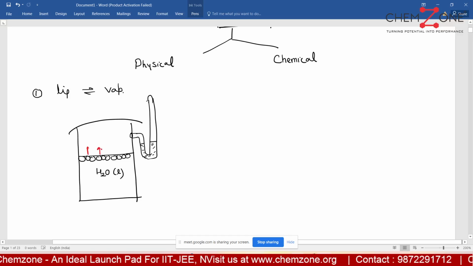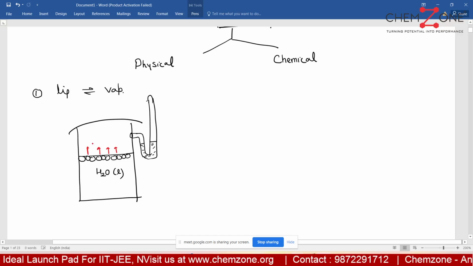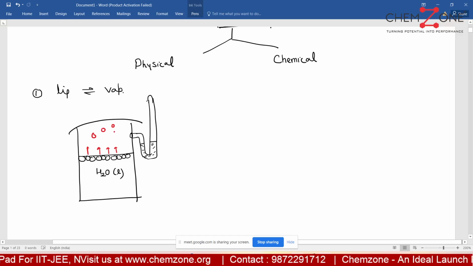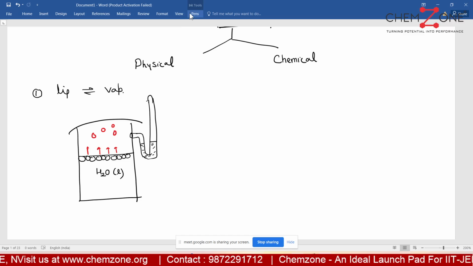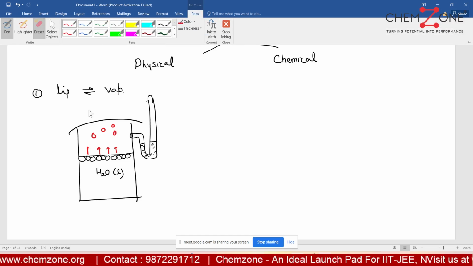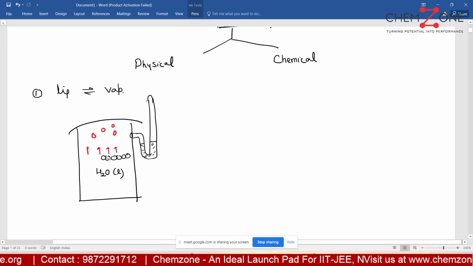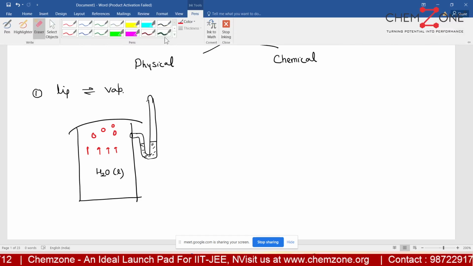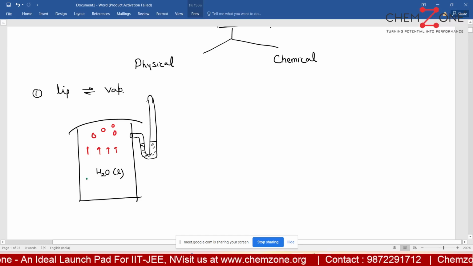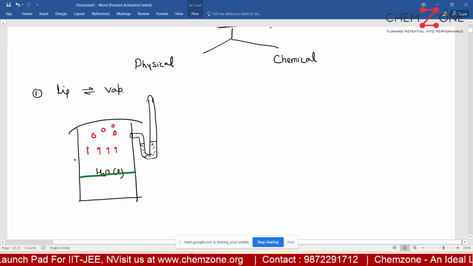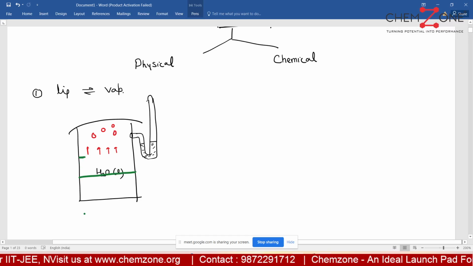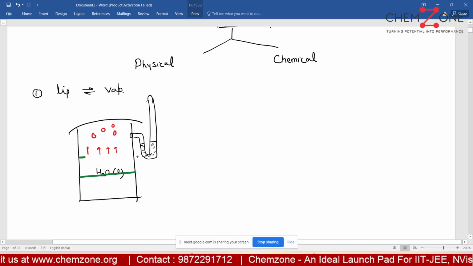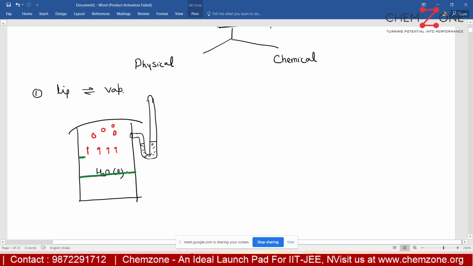These are evaporating. Vapors are formed, and it may be possible that the first layer is completely evaporated. Slowly, layer by layer, it keeps on evaporating, and the level of the water keeps on decreasing. Initially, it was here, now it has come down. But after that point, the level of the water becomes constant.